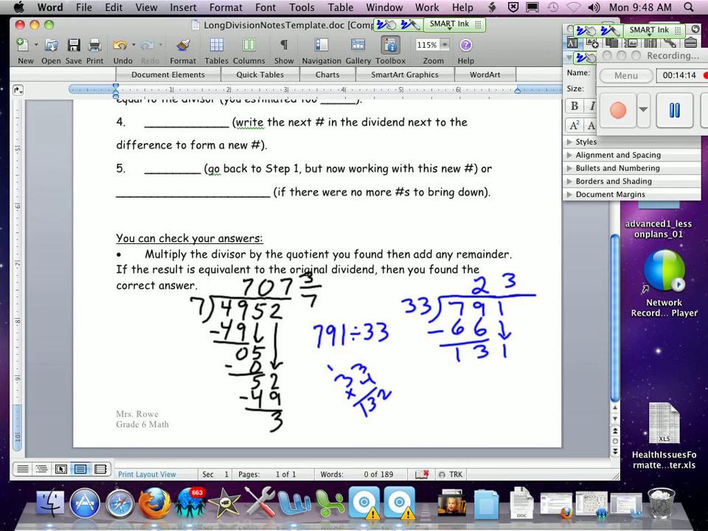3 times 33, I do know off the top of my head. Do you know what 3 times 33 is off the top of your head? 99.